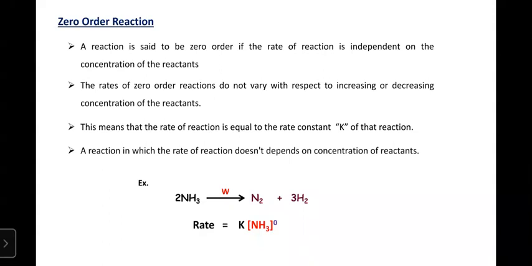Initial concentration of ammonia, which means the reaction is said to be zero order. The rate of the reaction is independent of the concentration of the reactant, right? So independent of the concentration of the reactant means here we have to take ammonia, right? That is independent of the concentration of the ammonia only. But how? That is the question.